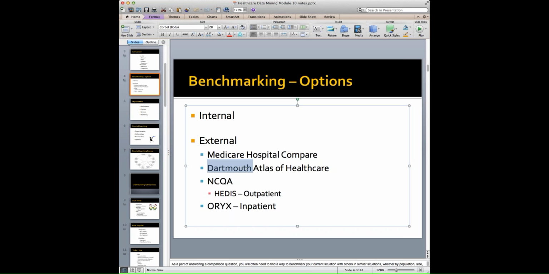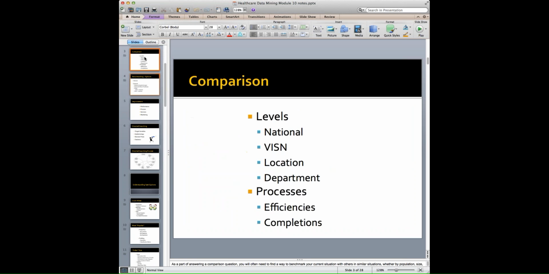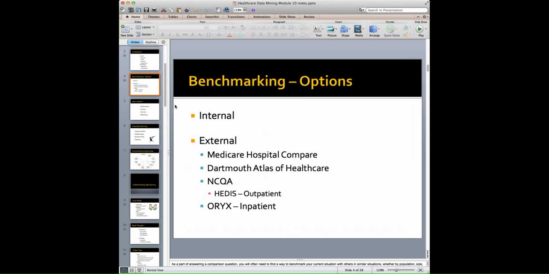Dartmouth has one as well. And then you can look at HEDIS for outpatient, or you can look at ORYX for your inpatient care. All of these are things that you might be able to use as benchmarking options if you decide that you want to do a comparison project. I just wanted to point those out. This is pages 3 and 4 in your lecture notes, so that might be something that you could look at.